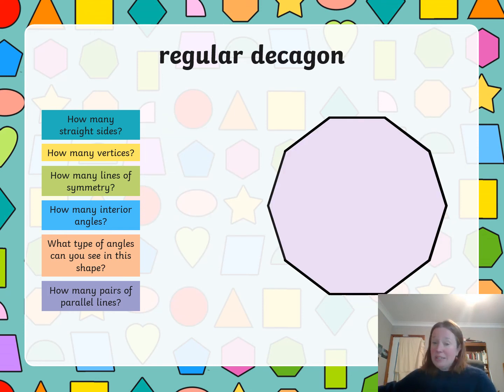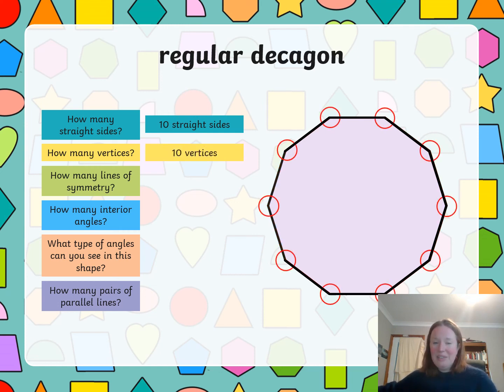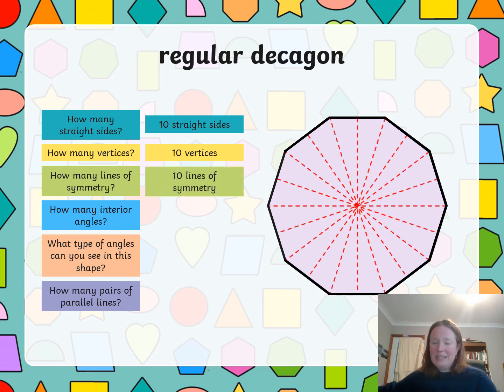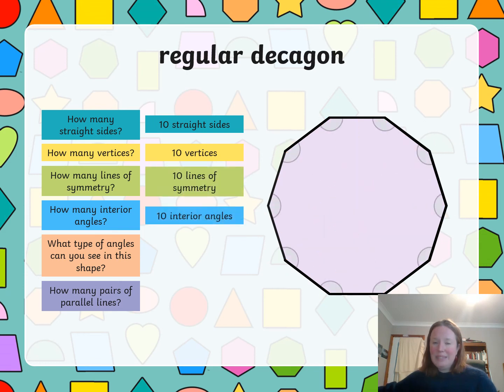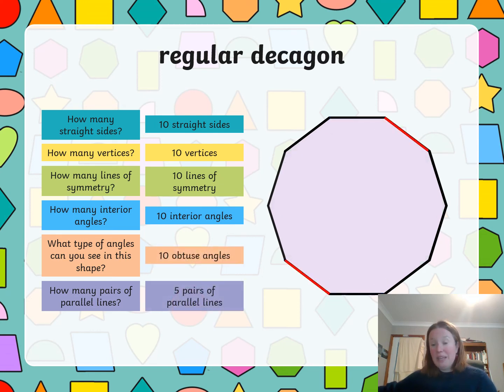How many straight sides on a decagon? We've gone up by 1 again. We're at 10 straight sides, so 10 vertices, 10 lines of symmetry, 10 interior angles, 10 obtuse angles, and 5 pairs of parallel lines.